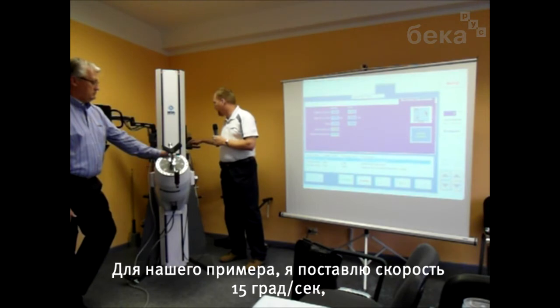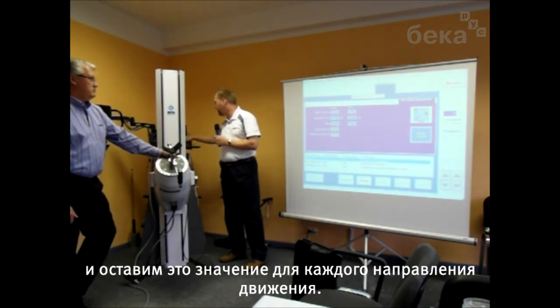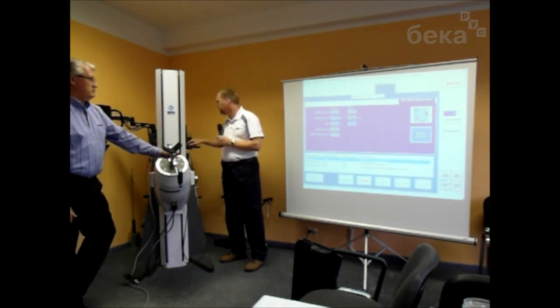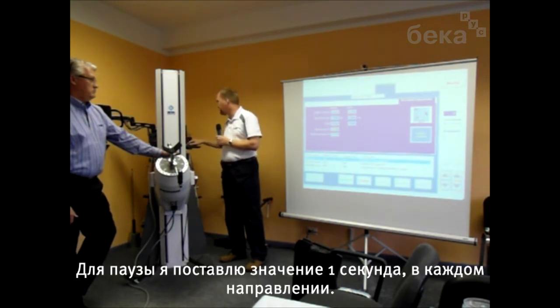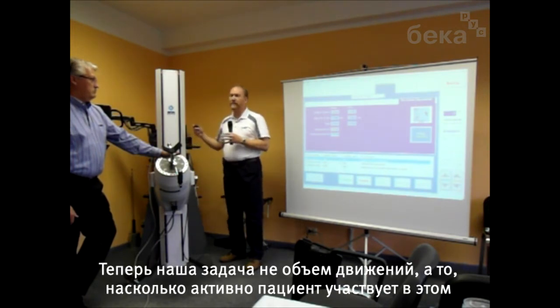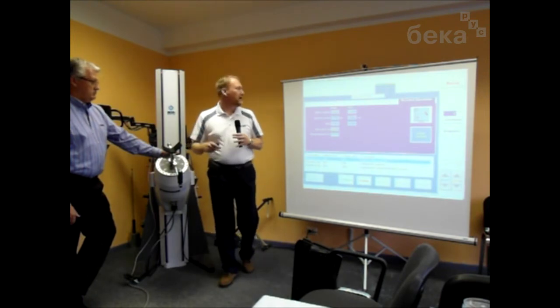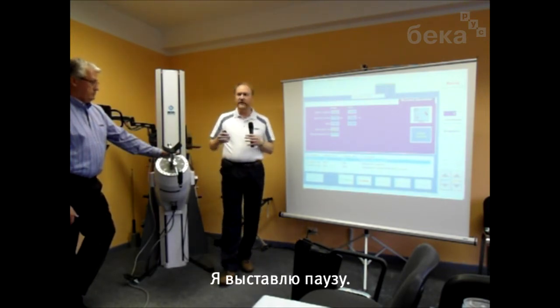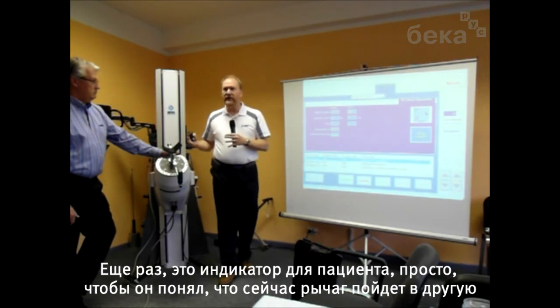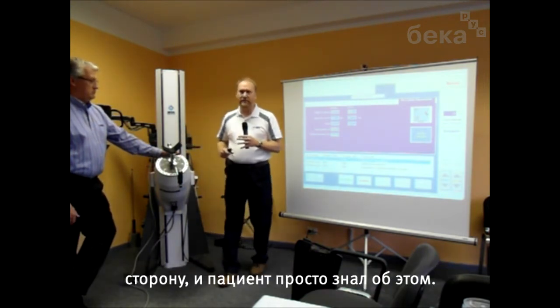For this example, I'm going to set the speeds to 15 degrees per second, and we'll have the speed the same in both directions. For the pause time, I'll just put 1 second in each direction. Since our objective now is not range of motion, but to have the person actively participate in it as a strengthening exercise, I'm only going to put the pause time in there just, again, as an indicator for the person, so that they're aware that it's going to change directions and they can mentally prepare themselves for that.